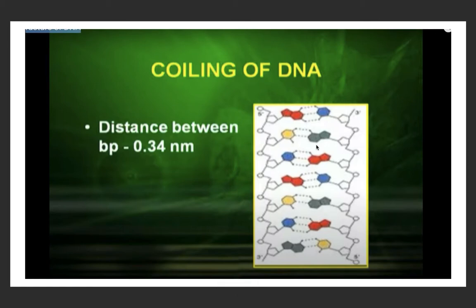Coiling of DNA also includes one important point, that is the distance between two base pairs, this distance. One base pair is this, the other base pair is this. In between them, the distance is 0.34 nanometer, and in this manner the overall length including 10 base pairs arranged in one anti-parallel structure of DNA, 10 into 0.34, will become 3.4 nanometer.